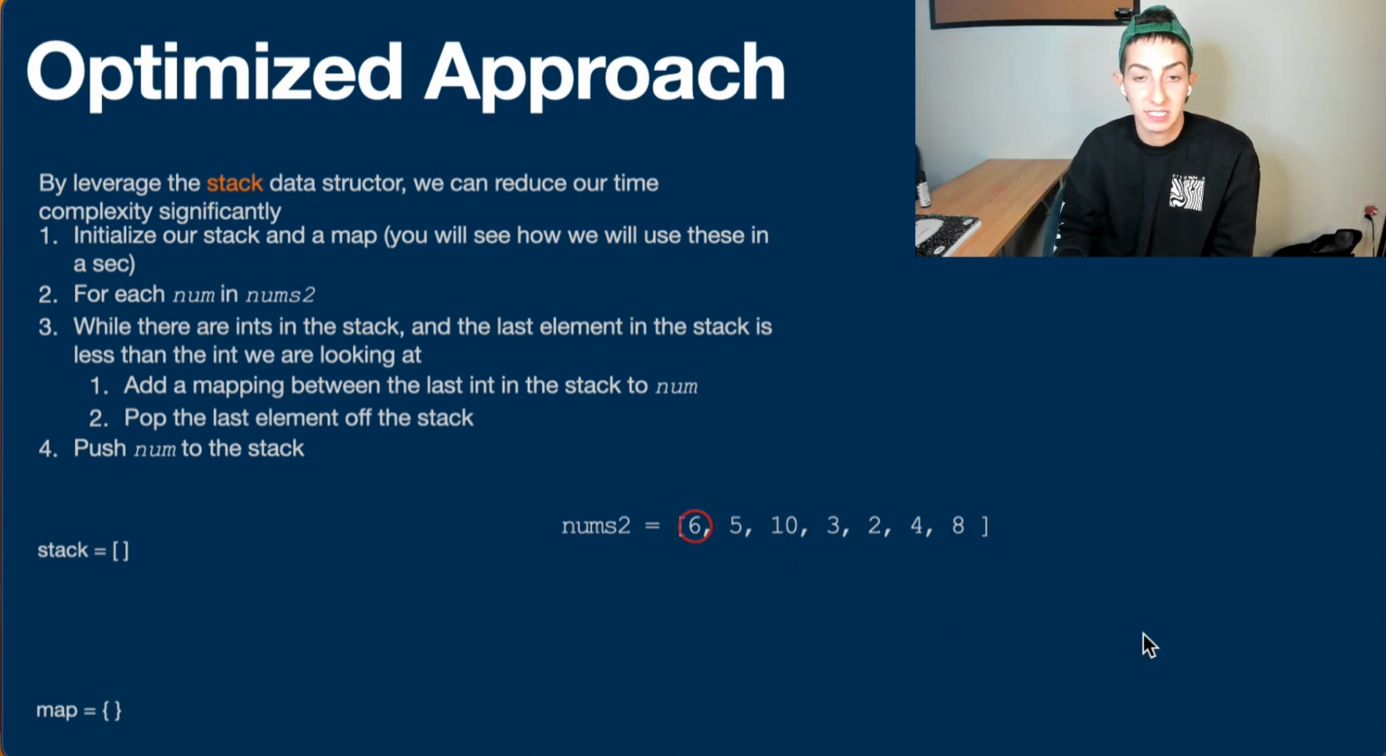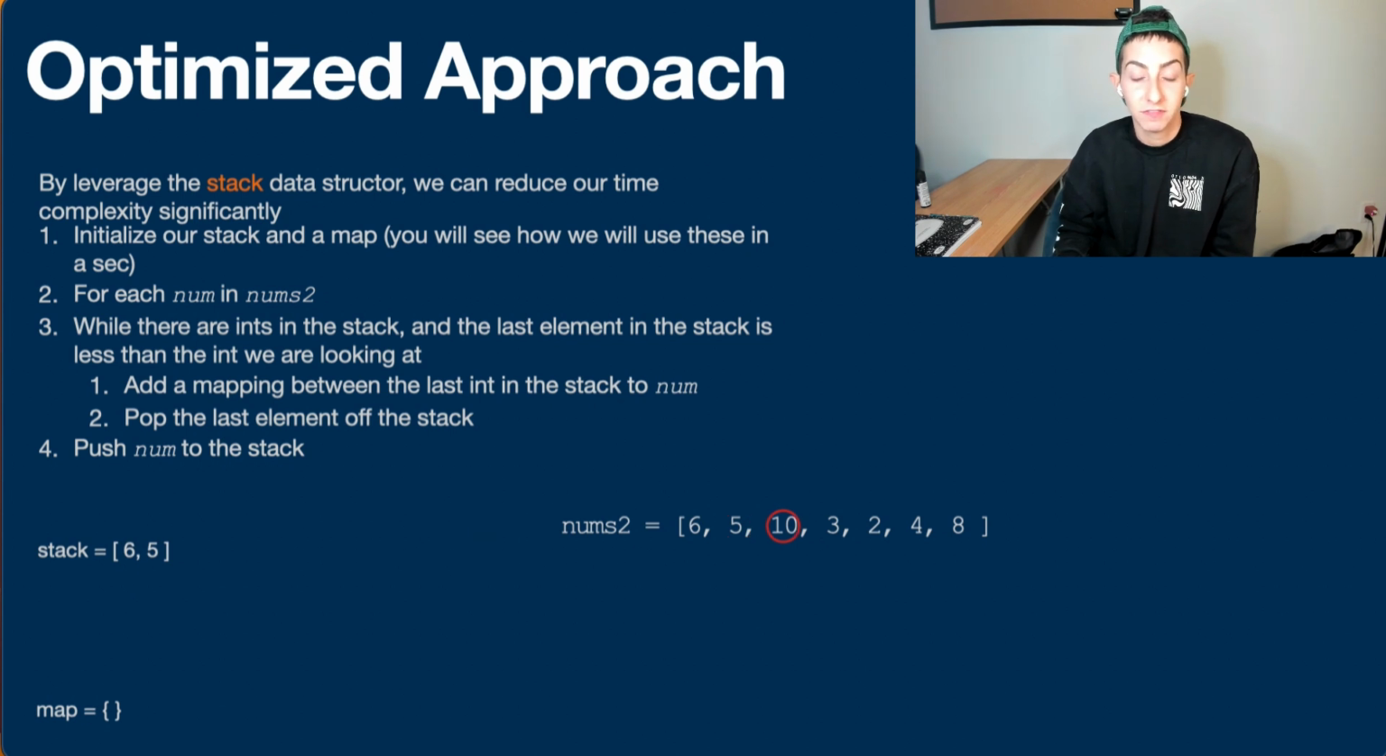So let's watch a visualization here. First we look at 6. We add it to the stack because there are no ints in the stack, and the last element in the stack is, well, there are no elements in the stack. That's the important piece here. There is no last element in the stack to compare it to. So we add 6 to the stack. We then move on. Num is now 5. So there are ints in the stack, but the last element in the stack is not less than the element we're looking at. So what do we do? We push the number to the stack.